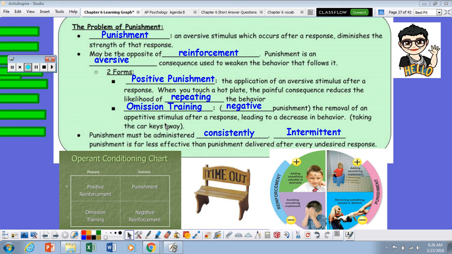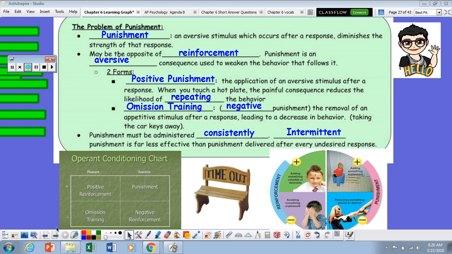So there are two forms of punishment. Positive punishment is adding some kind of aversive stimulus. The example I have here is touching a hot plate, and if you get burnt, you're going to have maybe a blister on your hand. Because of that, you're probably not going to be touching anything hot in the near future. There is also omission training, sometimes known as negative punishment, where you're taking something away. So if your parents take away your car keys or your cell phone, that is an example of negative punishment.